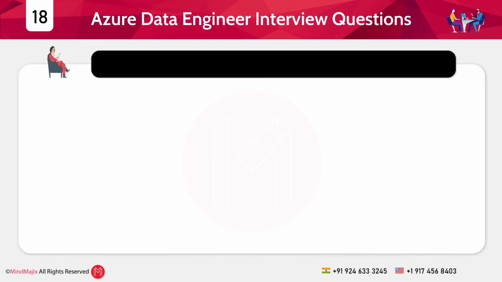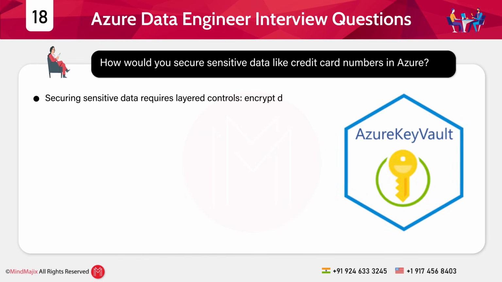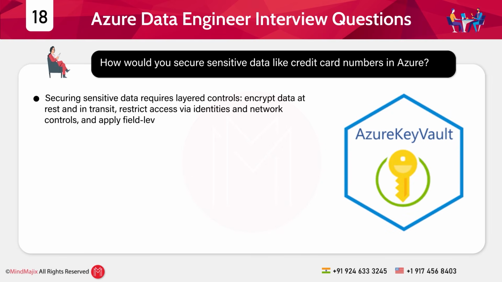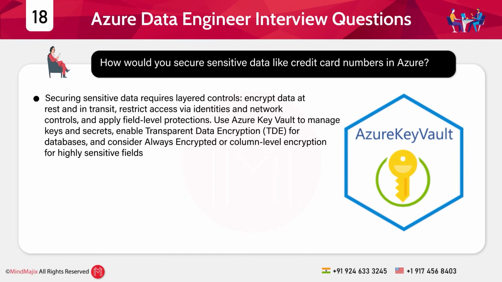Next question is, how would you secure sensitive data like credit card numbers in Azure? So securing sensitive data requires layered controls. Over here, you need to encrypt data at rest and in transit, restrict access via identities and network controls, and apply field level protections. For this purpose, you can use Azure Key Vault to manage the keys and secrets, enable transparent data encryption or TDE for databases, and consider Always Encrypted or column level encryption for highly sensitive fields so even DBAs cannot read the raw values.